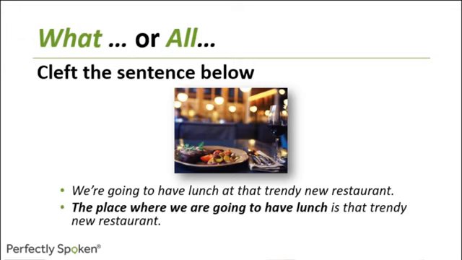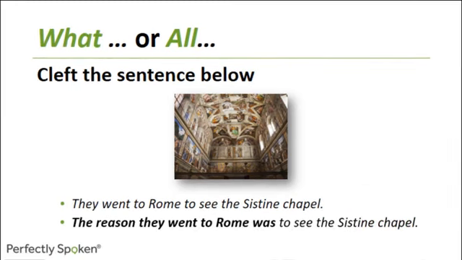So here we've got the beautiful Sistine Chapel in Rome. They went to Rome to see the Sistine Chapel. So this has answered the question, why did they go to Rome? They went to Rome to see the Sistine Chapel. That's what we call the infinitive of purpose. We use it to see. I went to the supermarket to buy some bread. It's an infinitive, expresses a purpose. So out of these structures, what would be most appropriate would be the reason why they went to Rome was to see the Sistine Chapel.